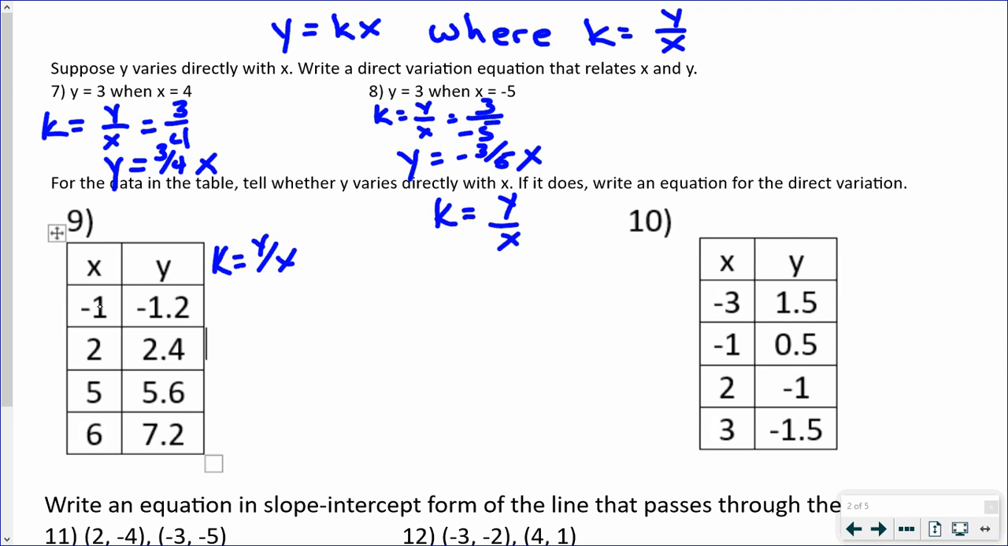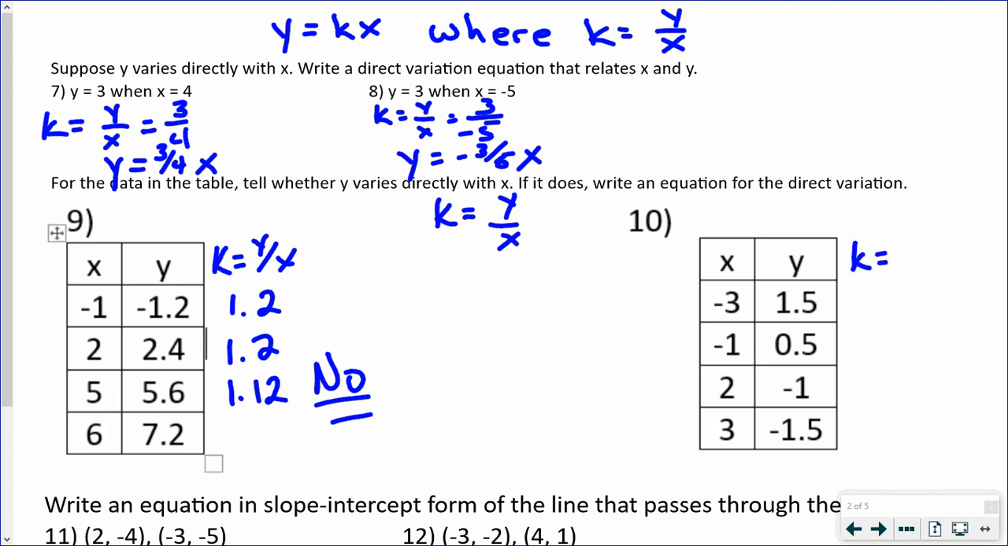So -1.2 divided by -1 is positive 1.2. 2.4 divided by 2 is 1.2. 5.6 divided by 5. That is not 1.2, I don't think. Let me get my calculator here. 5.6 divided by 5 is 1.12. So the answer to this is no. It says, tell whether y varies directly with x, and the answer is no, it doesn't, because there's not a constant of variation. So let's look at the next one.